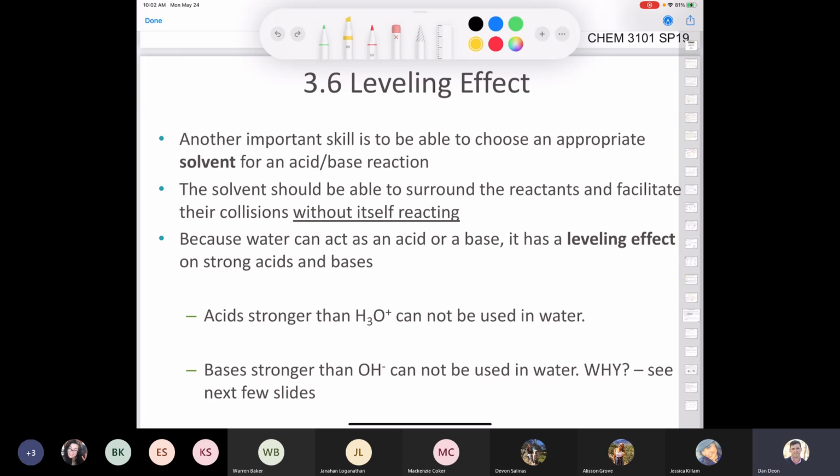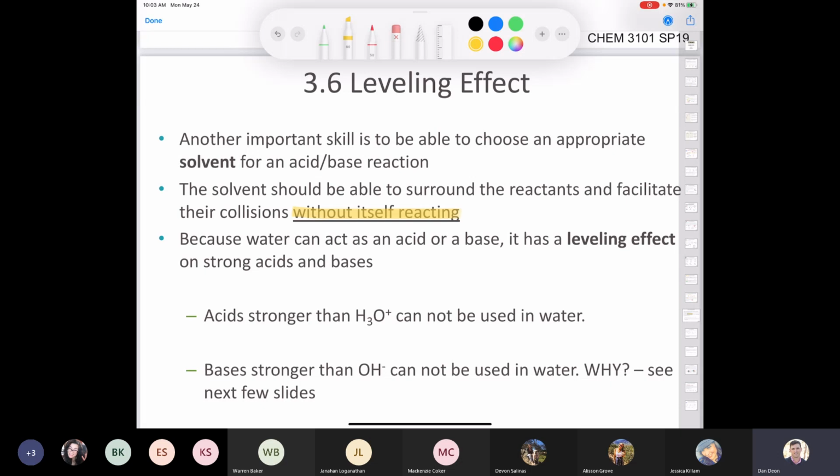But anyhow, it says here the solvent should be able to surround the reactants and facilitate their collisions, right? Which, of course, causes reactions. But you can't have a reaction with the solvent, right? That's not going to work. If the solvent reacts, well, that destroys the whole purpose of doing the reaction. Now, water is an interesting choice of solvent. Why? Because water is amphoteric, meaning it can behave as an acid or a base, depending on the situation, right? It always depends on where water is. It has what's called a leveling effect on very strong acids and very strong bases.